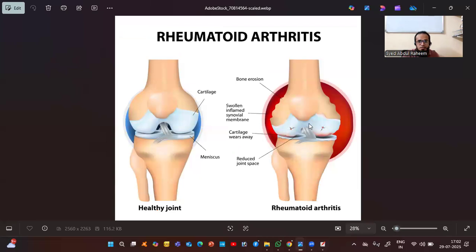The cartilage is damaged gradually. You can see the swelling, and bone erosion is also present. Marginal erosion is present, and there is swelling and inflammation of the synovial fluid. Joint space is reduced, and it is bilateral. It will happen in both the legs and both the hands. This is very important. In osteoarthritis, only one side is affected due to age, but this is an autoimmune disorder.